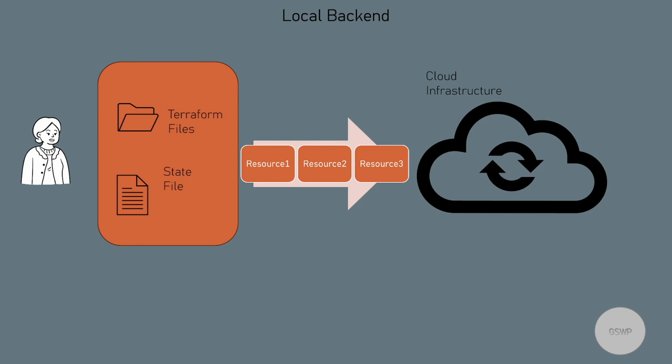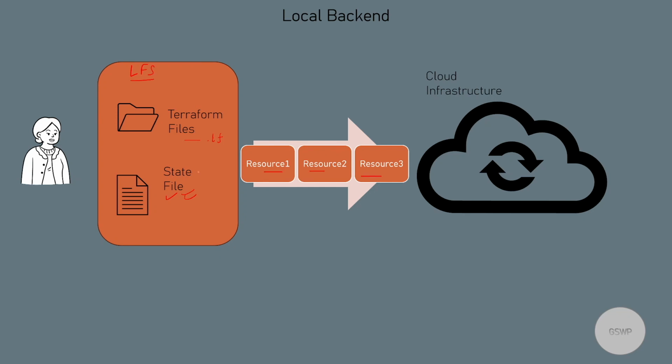That means the state file was created in the local file system, as you can see here. So we have our Terraform files, which are .tf files. Once we do our resource deployment using Terraform plan and Terraform apply, the state file is created, and this state file is created in the local file system. So this is our local file system, LFS.